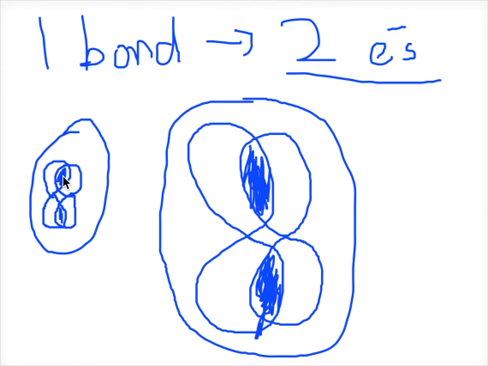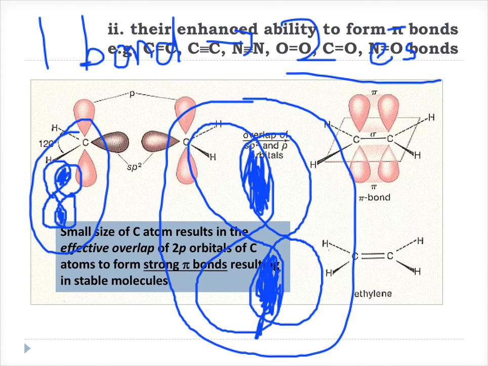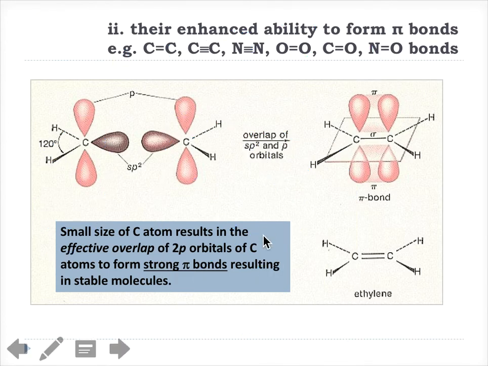The extent of effective overlap in the 2p orbitals is actually much greater and much more effective than between the 3p, because the electrons in the 3p pi bond are more spread out across the entire orbital. So the overlap here is actually very poor, and as a result, it results in a poor or weak bond being formed in the case of a 3p bond.